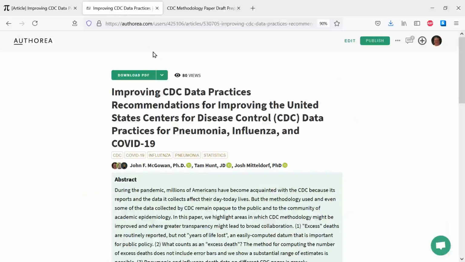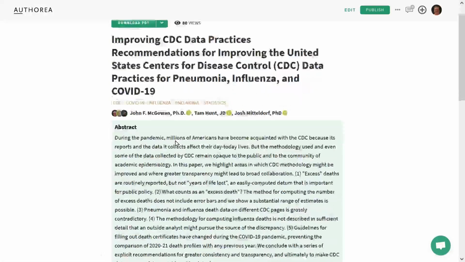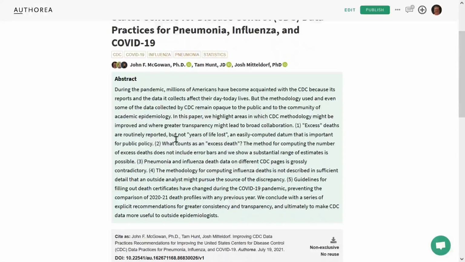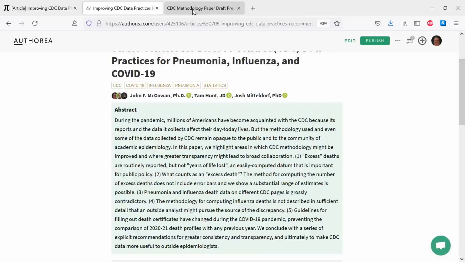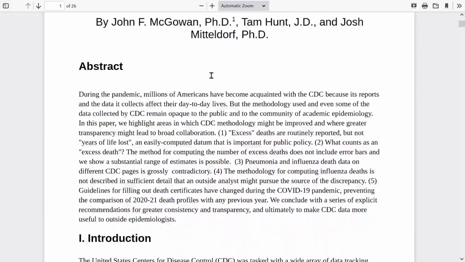So this is the paper, which is available on the Authorea website currently. Improving CDC data practices, recommendations for improving the United States Centers for Disease Control, CDC, data practices for pneumonia, influenza, and COVID-19. And this is the abstract here, and this is the actual paper. You can download it. It's a PDF, an Adobe PDF document, if you want to go into detail. It's quite lengthy. We go into a lot of details on a lot of different issues. I'm just going to highlight a few of them in a little bit more detail.